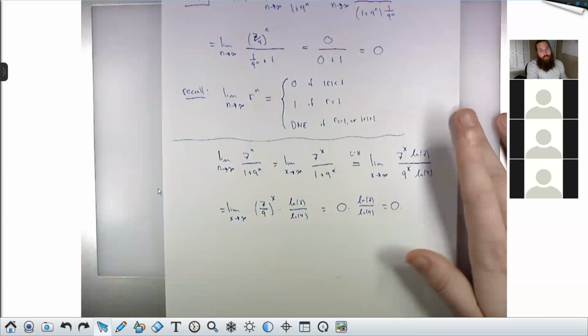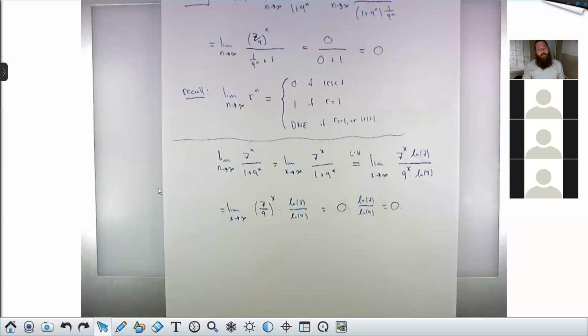But the L'Hopital approach here is bad for a bunch of reasons. First, if this was negative 7 to the n, then we're screwed. We can't differentiate negative 7 to the x. Just doesn't work. Negative 7 to the x is not a well-defined function for most values of x. Secondly, you have to remember these derivatives, which are a little bit strange. I bet a lot of people forget those.